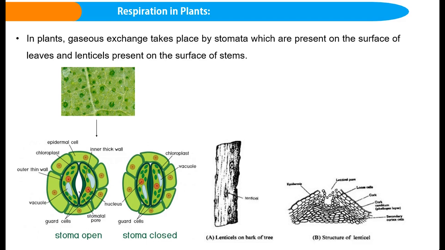Now, moving on to the next topic, that is respiration in plants. In plants, gaseous exchange takes place by stomata. Already we know about stomata. The stomata are the small pores which are present on the lower surface of the leaf. So, through the stomata, the oxygen and carbon dioxide go in and come out.